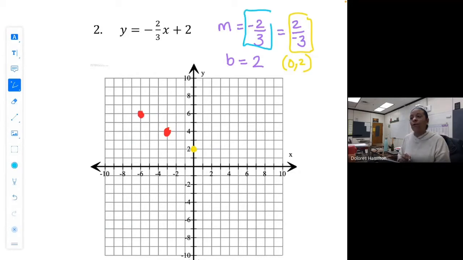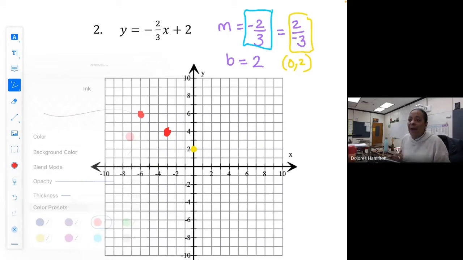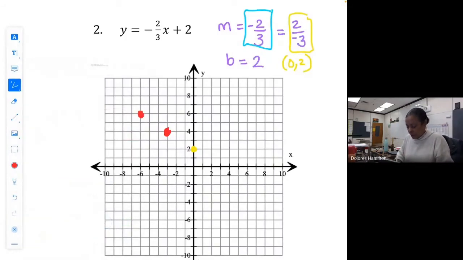What if I chose negative 2/3 instead? So let's look at what happens if I plotted with my blue negative 2/3 ratio. When we see that, I'm hoping that you recognize that would be down 2 and to the right 3. So I would still start at my yellow starting point and go down 2 and to the right 2, 3.